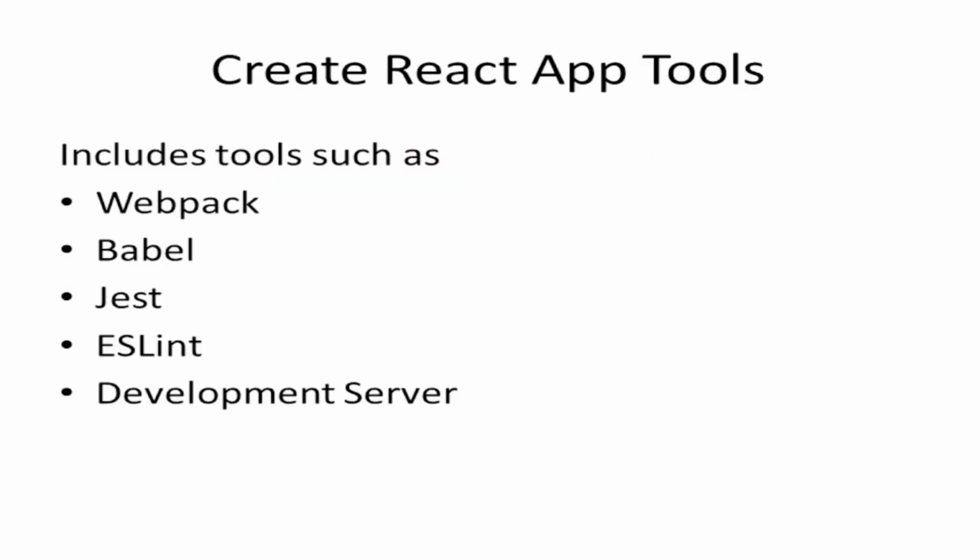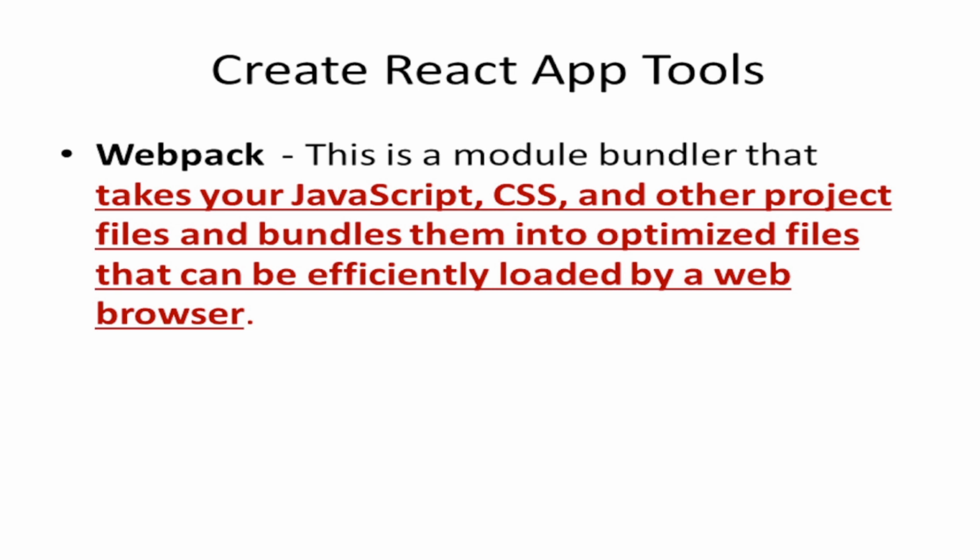When you talk about Create React App, it consists of so many other tools within it. We have Webpack, Babel, Jest, ESLint, and a development server. What is the use of all these things? Webpack takes your files, bundles them together, and helps in optimization so that they can be efficiently loaded in the web browser. In a project you have JavaScript files, HTML files, CSS files, and other files. All these files will be bundled, and it helps in optimization so that the web browser can load them efficiently. That's the use of Webpack.